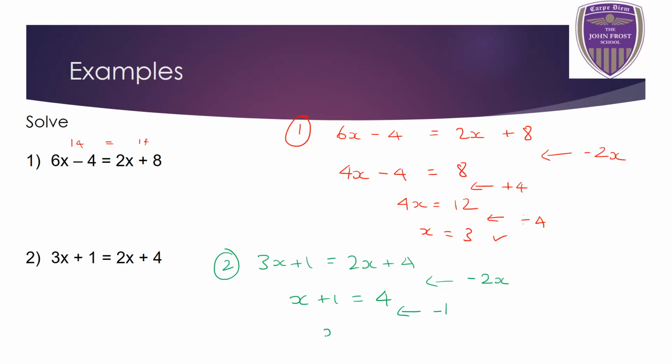And then that means x must equal 3 again. It's just a coincidence, obviously, that it's 3 again, but let's just double check. 3 times 3 is 9, plus 1 is 10. 2 times 3 is 6, plus 4 is 10. So they're equal to each other. That's the correct answer.